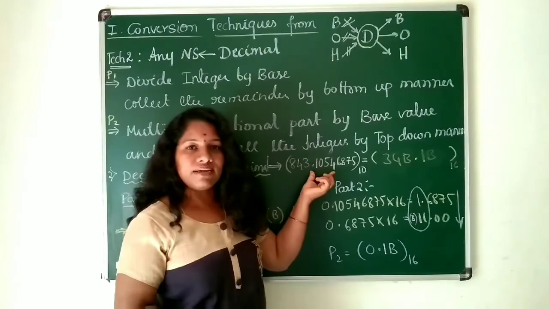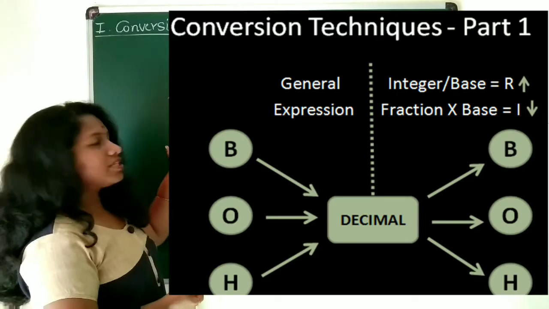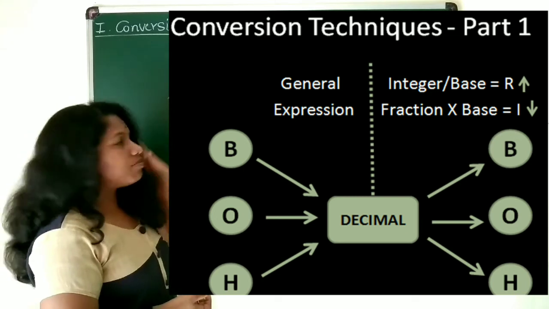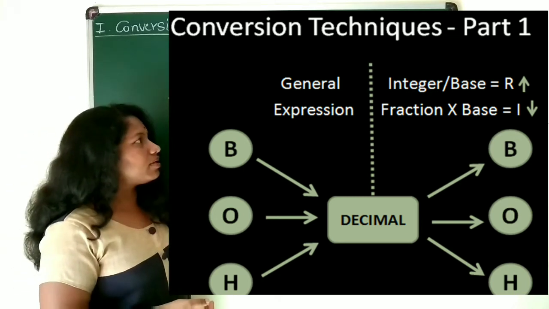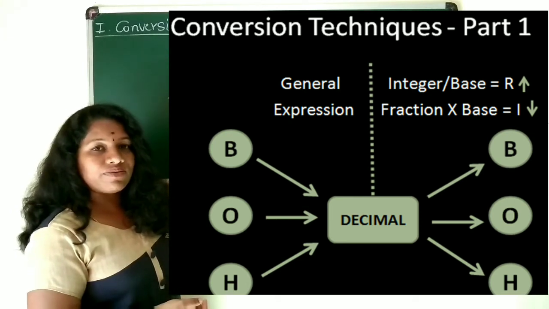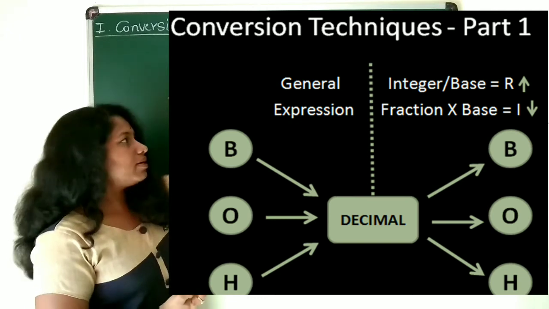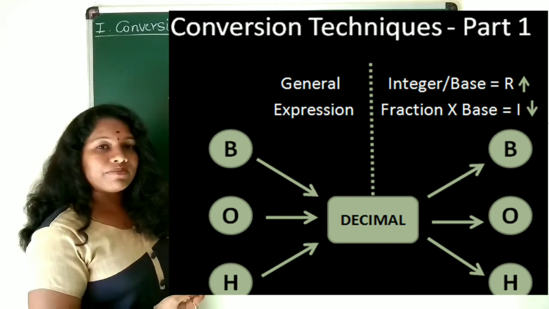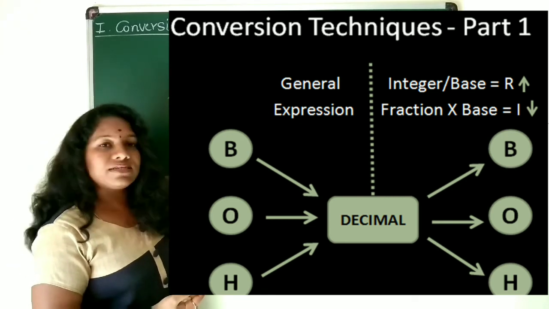On the whole, what I can say is, you can use the general expression for converting any other number system to decimal number system. If you are converting decimal number system to any other number system, you need to use these two hints. The integer part is divided by the base and the data is collected from bottom up manner, and the fractional part is converted by multiplying it with the base, and the answer is collected from top down manner.